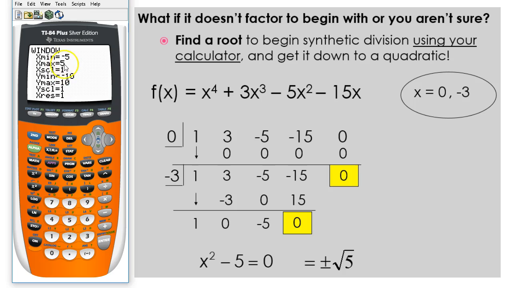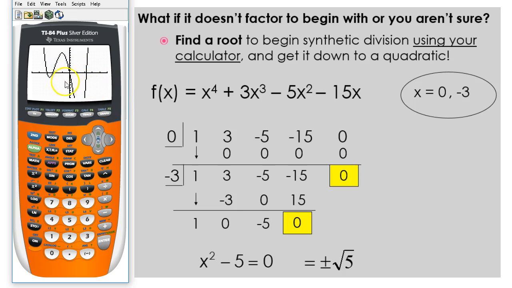And what that's going to do is, on my x-axis, when I graph it, it's going to kind of zoom in from -5 to +5. Now that x scale of 1 just means that on the graph, my tick marks are going to be every 1. So if this is -5, that's -4, -3, -2, -1, 0, 1, 2, etc.